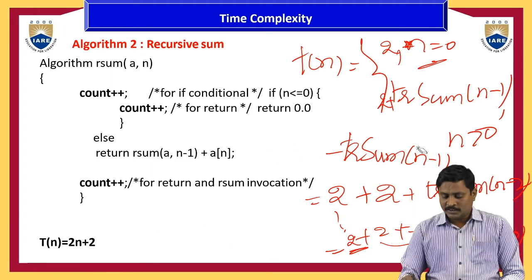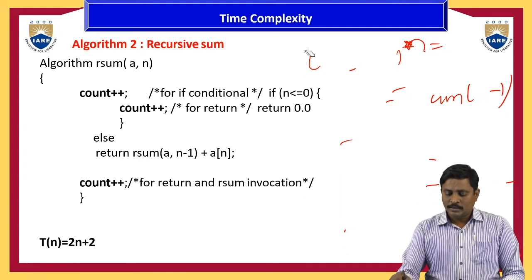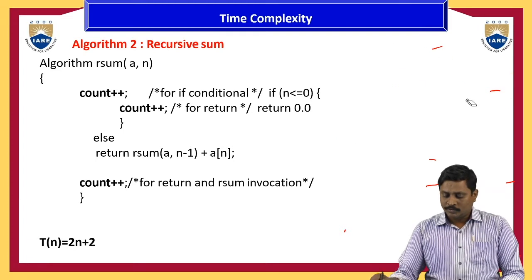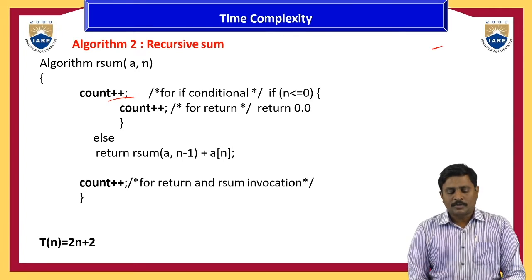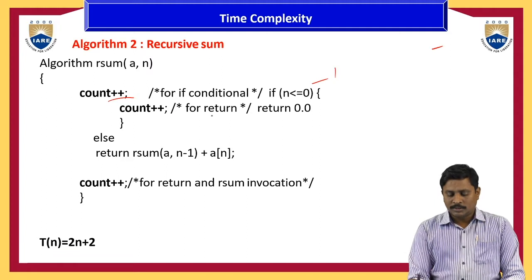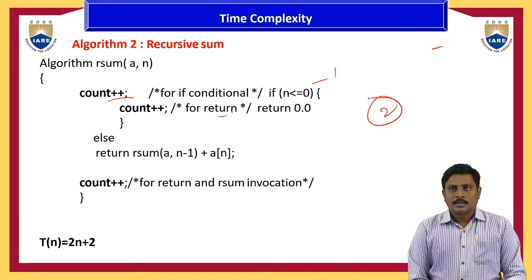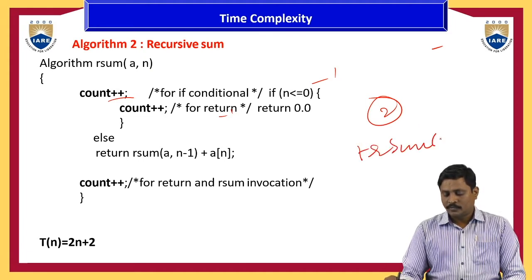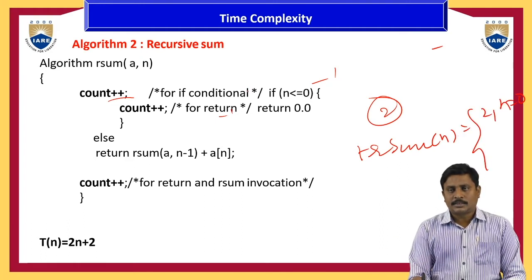Next, for the same algorithm, how to find the time complexity of this algorithm using the count method. Here we see count plus plus. Initially count value is 0, it takes 0 step counts. This if condition takes 1 step count, so count is 1. Now count 1 plus 1, count value is 2. Suppose this condition is satisfied. Now TR sum of n value is 2 if n equal to 0. Otherwise this if condition is executed, after that the else condition is executed.